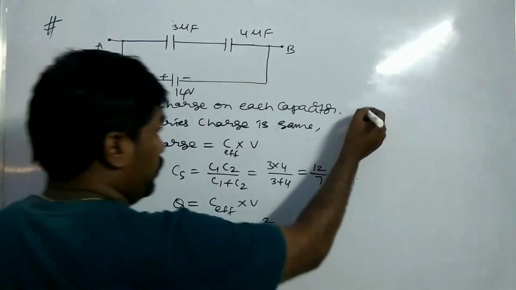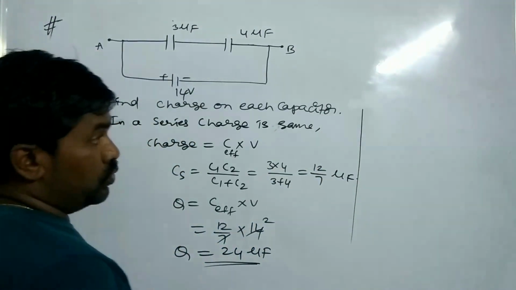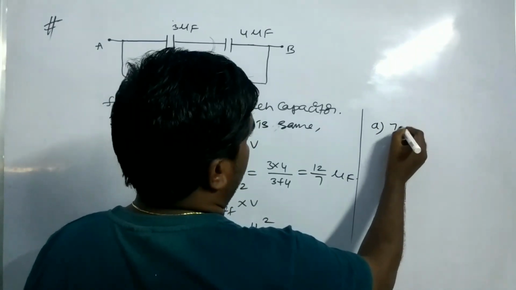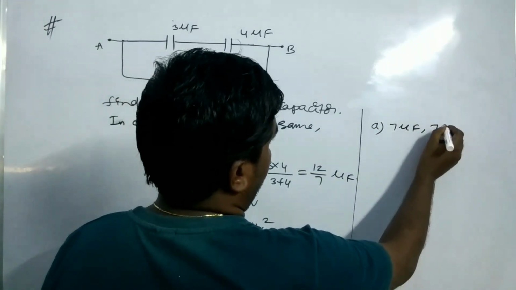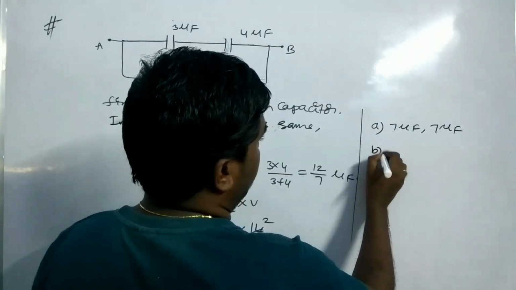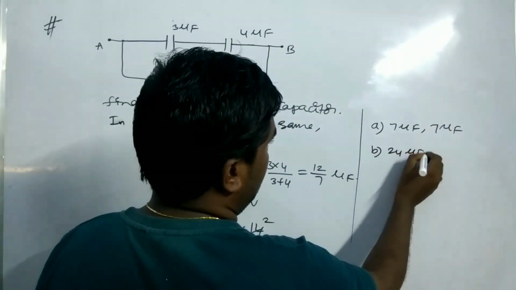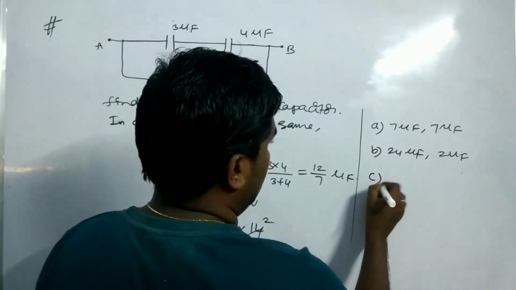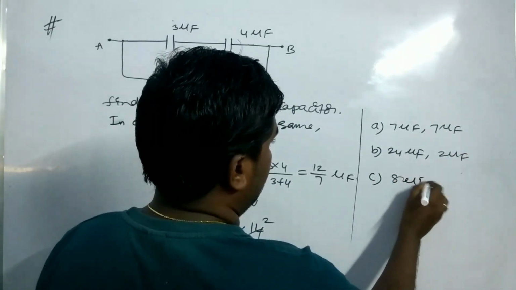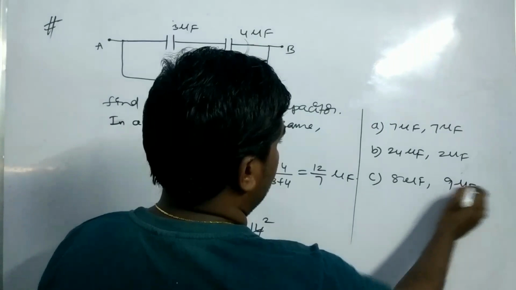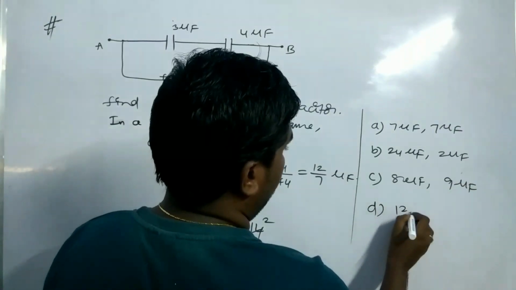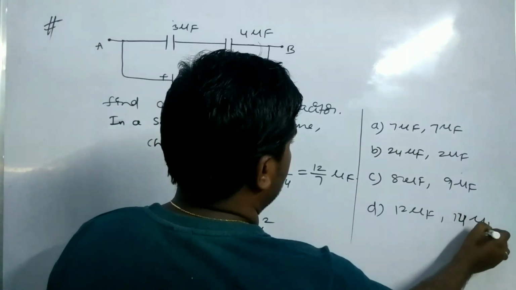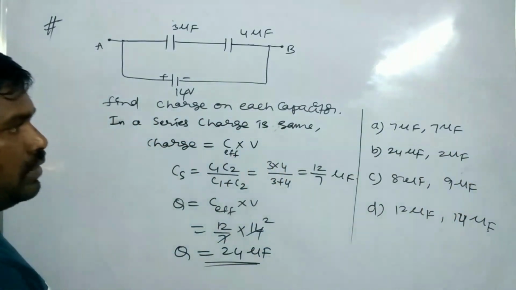So by seeing the options, you can choose easily. Suppose here there is A 7 microfarad, B 24 microfarad, C 8 microfarad, 9 microfarad, D 12 microfarad, 14 microfarad. So these are the options we have.